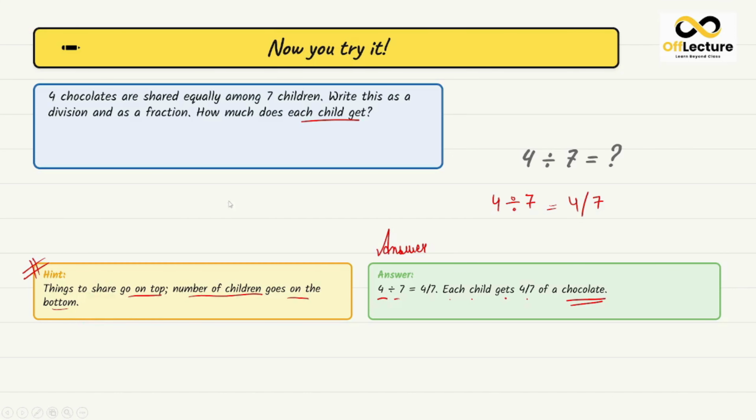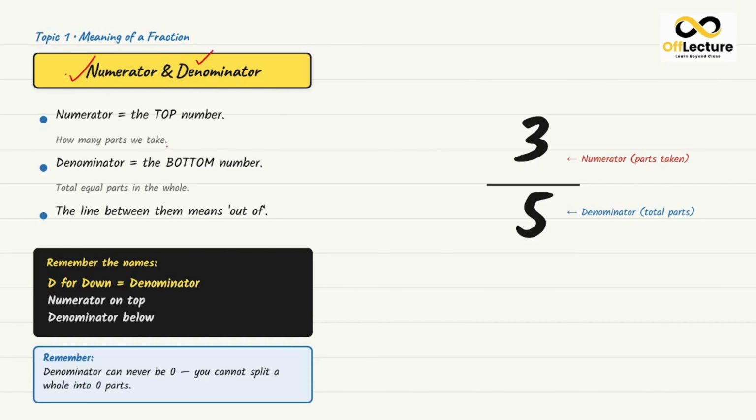Now let's move to the next concept in the meaning of fraction, which is known as numerator and denominator. A fraction has 2 parts. The top number is known as numerator. That is how many parts we took. Numerator is the top number. That is how many parts we take or took.